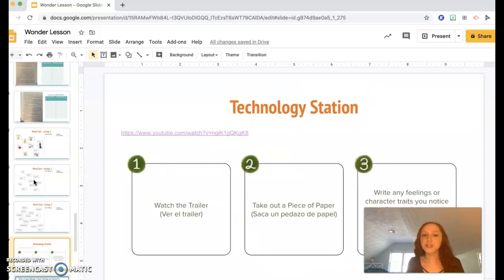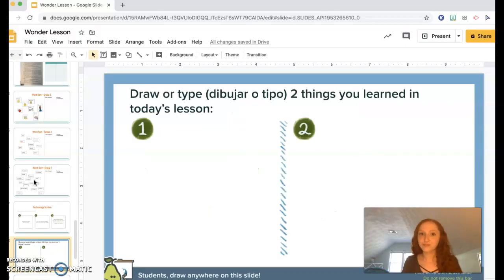At the technology station, students would watch the trailer of the Wonder movie, which we'll watch at the end of the unit. They would take out a piece of paper or jot down notes virtually, saca un pedazo de papel, and write any feelings or character traits that they notice within the trailer. So this adds an auditory and visual component that will enhance student learning and provide a multimodal, multisensory approach.